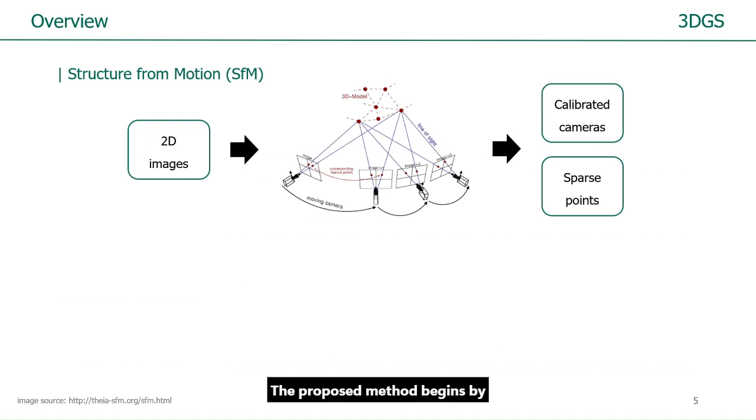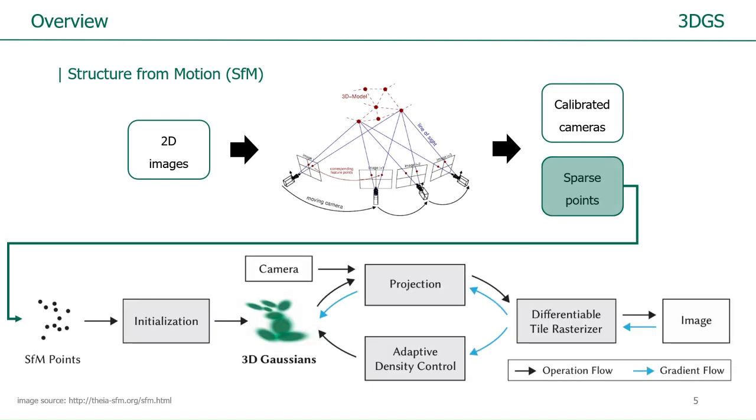The proposed method begins by calibrating cameras and obtaining sparse points from 2D images through structure from motion, or SFM. These sparse points, referred to as SFM points, are then used to initialize 3D Gaussians. These Gaussians are iteratively optimized to accurately represent the 3D scene.